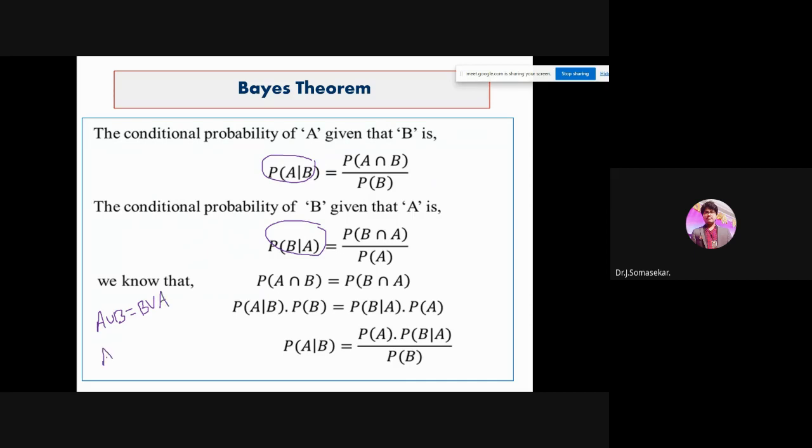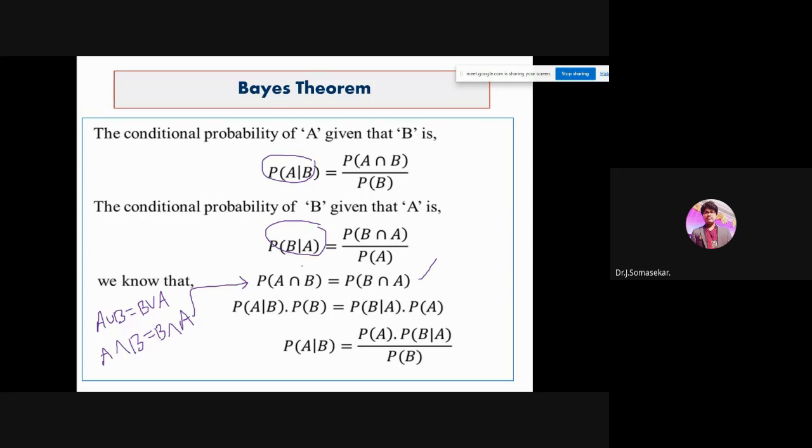In a similar way, A intersection B is the same as B intersection A. This is also a basic idea only. So based on this basic idea, we can write P of A intersection B equal to P of B intersection A. I think there is no doubt here. Why? Because A intersection B is the same as B intersection A, that's why we are writing P of A intersection B is the same as P of B intersection A.